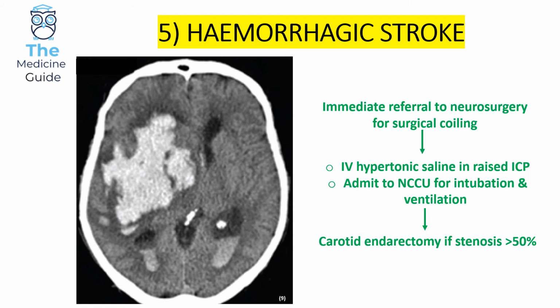Patients who are presenting with a hemorrhagic stroke will need an immediate referral to neurosurgery because they will need surgical coiling. These patients can receive IV hypertonic saline if they've also got other signs of raised intracranial pressure. We can admit these patients to NCCU for intubation and ventilation. We can consider carotid endarterectomy if they've got carotid artery stenosis greater than 50%.